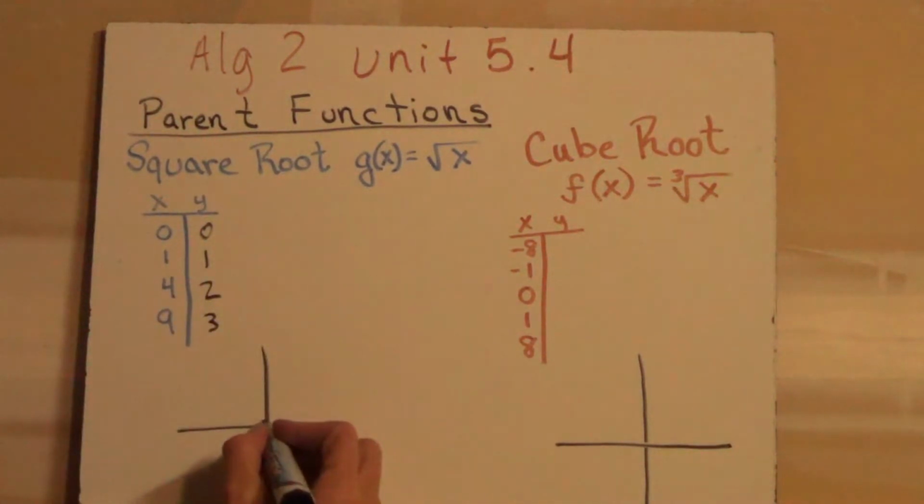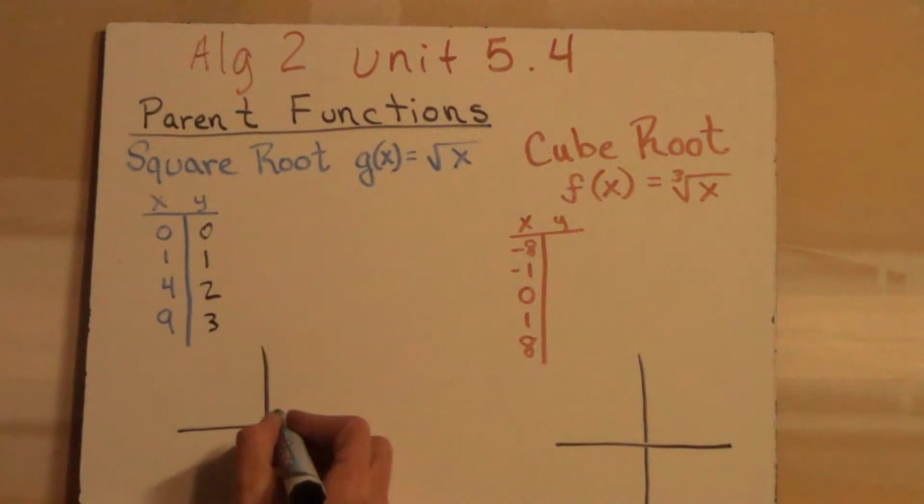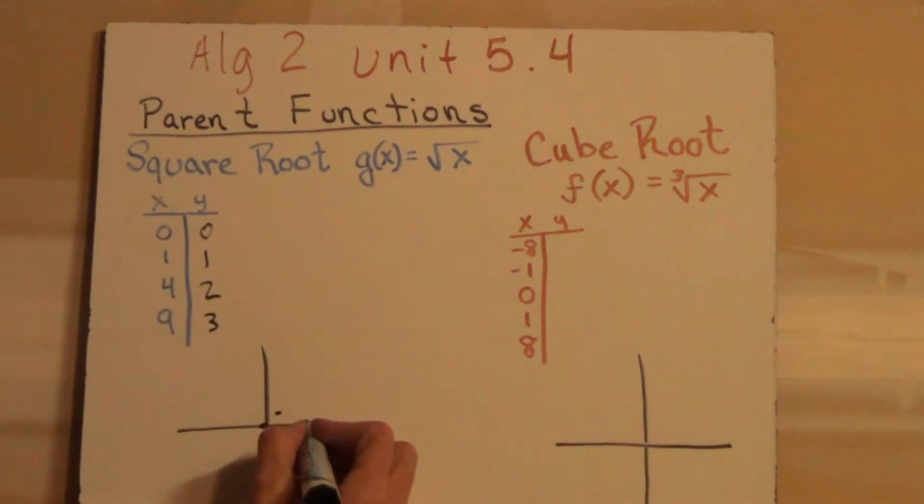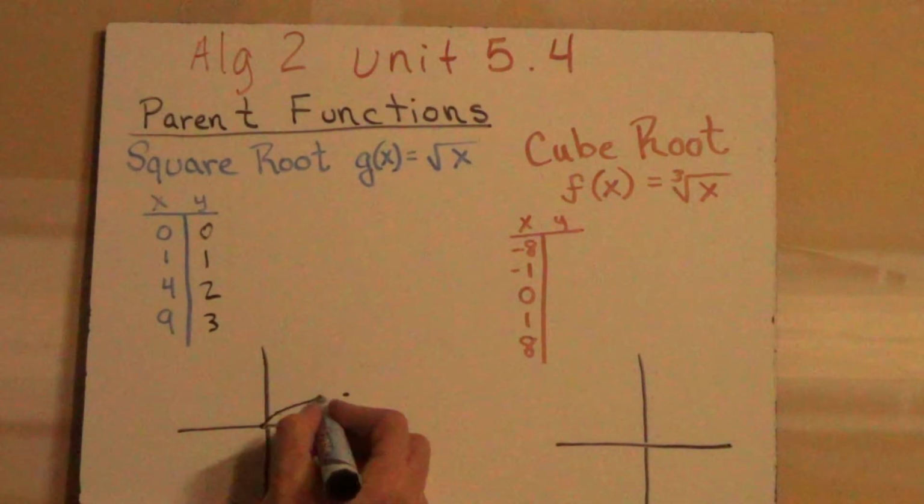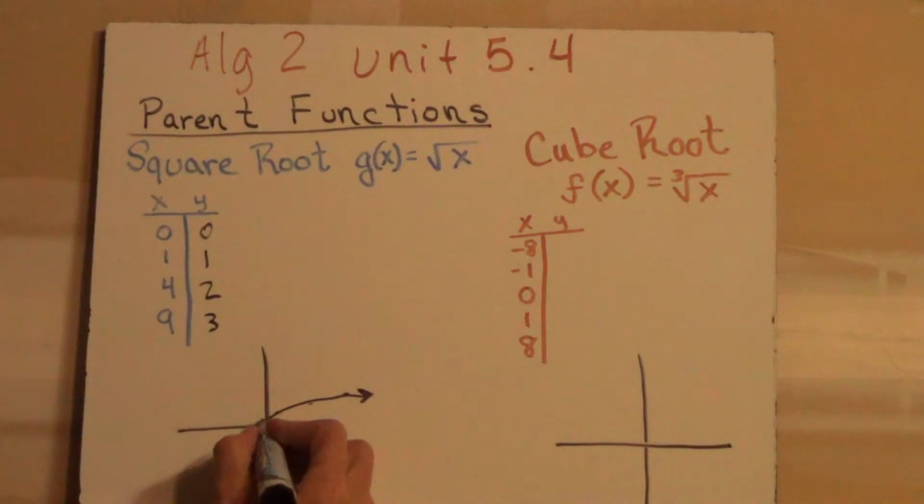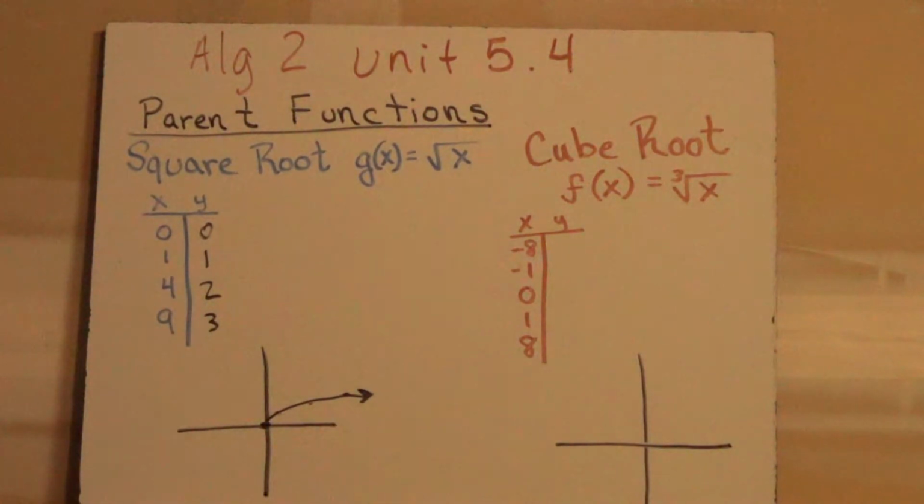If I go and plot those, (0, 0), (1, 1), (4, 2), (9, 3). So that's the square root parent function. Looks kind of like a hook.